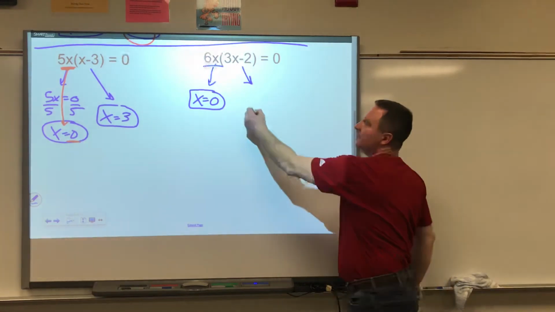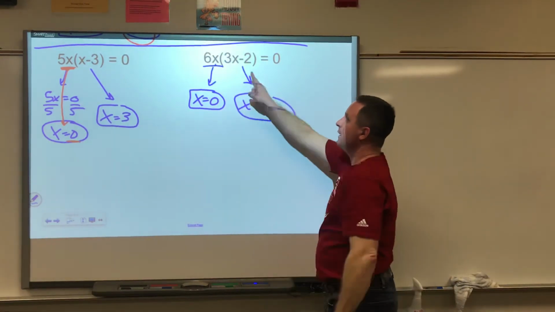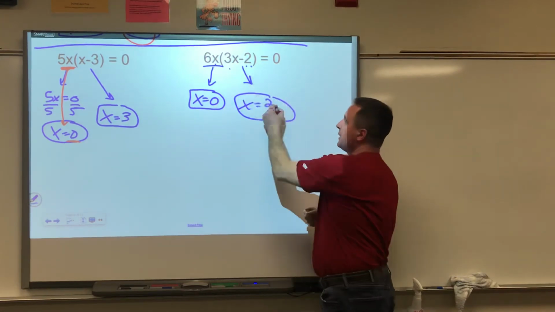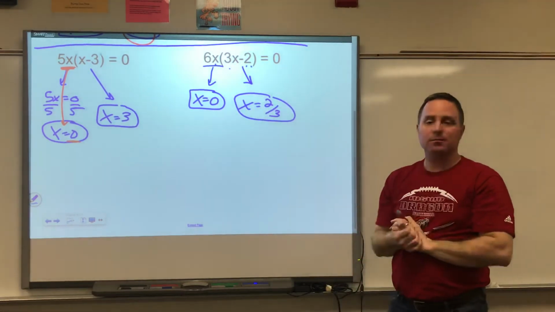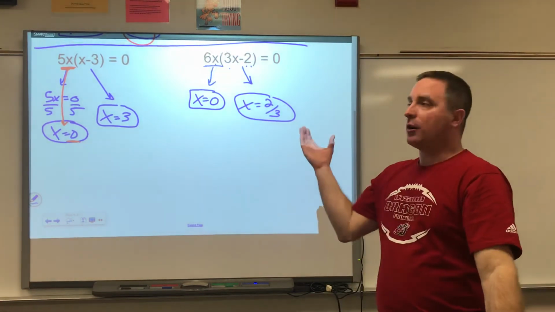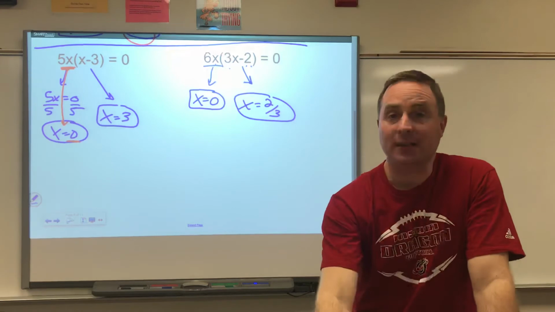What if I use my shortcut here in the second one? Can you see it? It's the opposite of the last number, which is 2, divided by the number in front, 2/3. So again, I get 2 answers again. Okay? And again, these are already factored for us, which is nice.